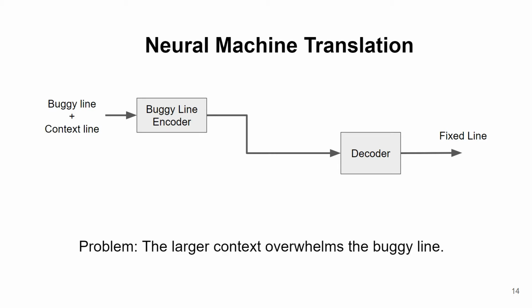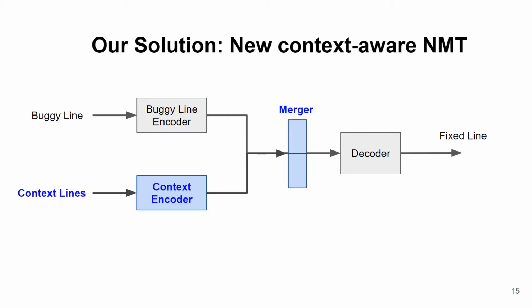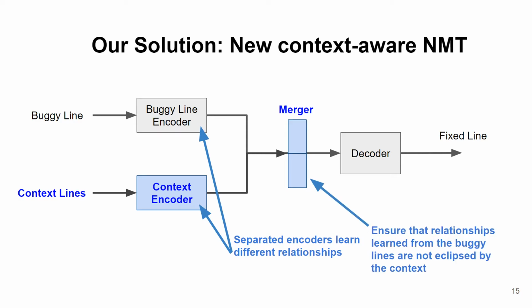Naively, we can feed both the buggy line and its context to the encoder. However, in practice it does not work well because the larger context overwhelms the buggy line. We address this problem by proposing a new architecture that uses two separated encoders for the buggy line and the context line. The merger layers ensure that both buggy and context encoding are treated equally, even if the buggy line is much smaller than the context.